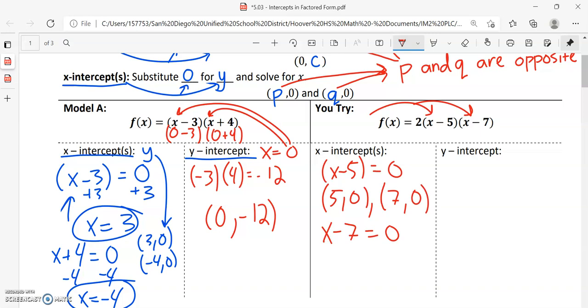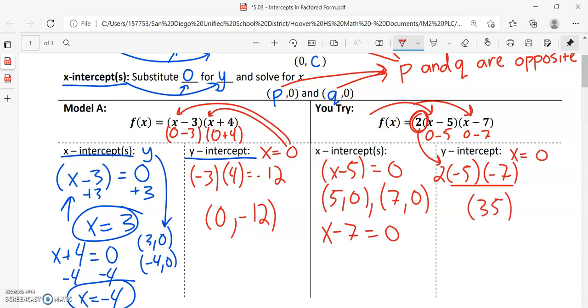All right. And our y-intercept, same thing. x is equal to 0. Plug that in for both of our x's. So 0 minus 5 is negative 5. 0 minus 7 is negative 7. Don't forget this 2 out front. So I'm going to do the negatives first. Negative 5 times negative 7 is positive 35. Times 2, 2 times 35 is 70. So our y-intercept would be (0, 70).